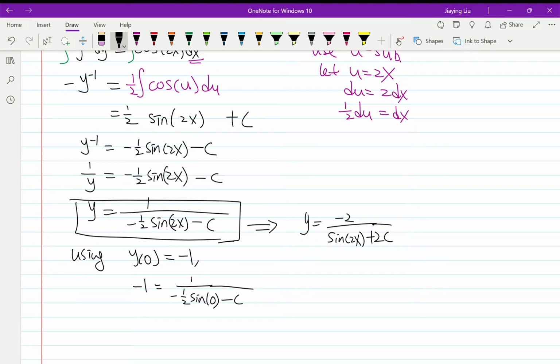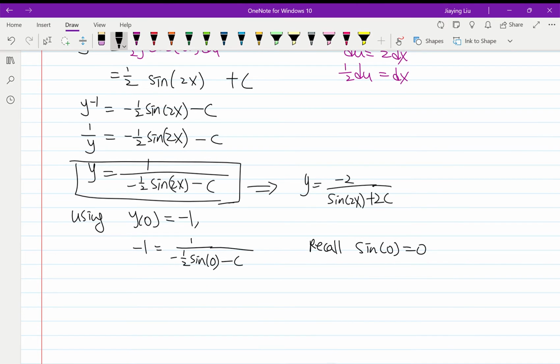Recall that sine of 0 is 0, it's not 1. Right? Cosine of 0 is 1, sine of 0 is 0. And it turns out that c equals 1 here. Then you can write down the actual solution.